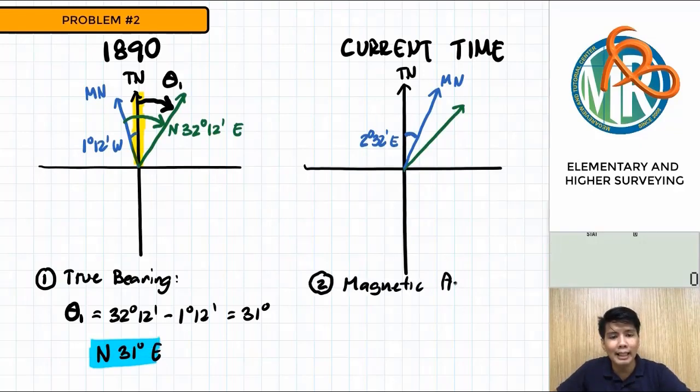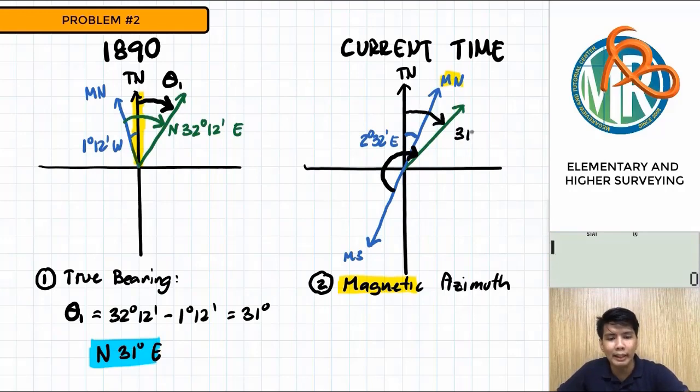what is the magnetic azimuth of the line in the current time? Take note, the question is magnetic azimuth. So the angle measurement must be referred to the magnetic south. In the current time, this is the magnetic north, so this is our magnetic south. Azimuth is referred to the south, so this is the angle going to the line. The true bearing is 31 degrees.